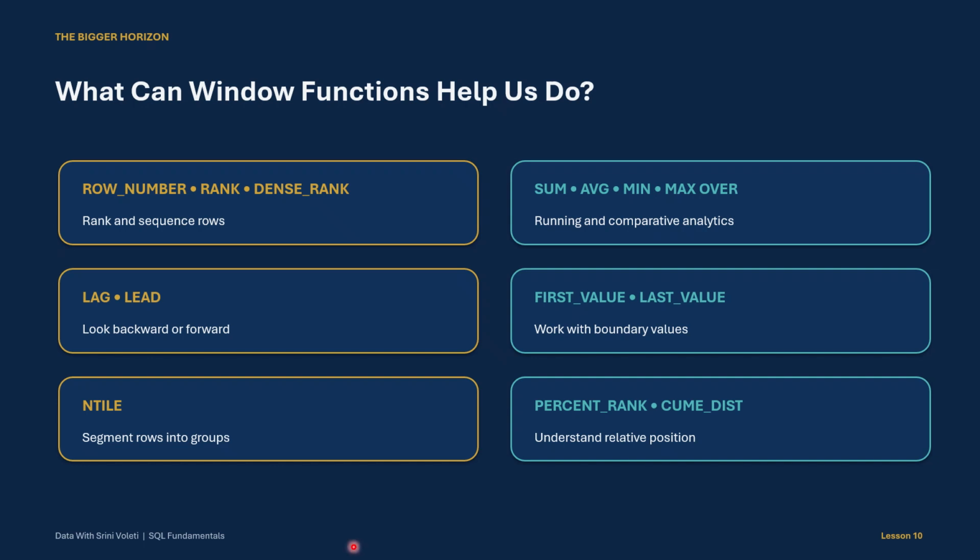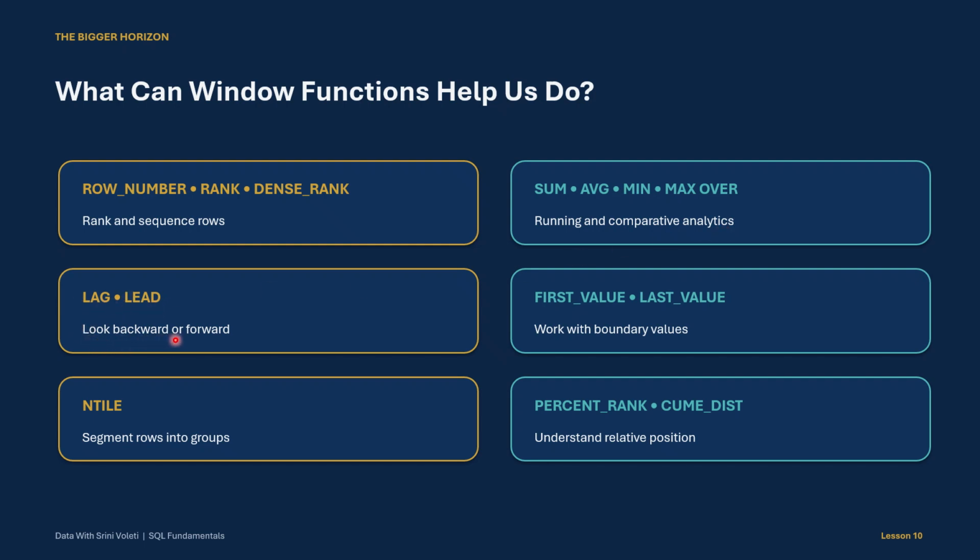LAG and LEAD allow us to look at previous or next records. Think about comparing a member's current claim with the previous claim, or this month's amount with last month's amount. FIRST_VALUE and LAST_VALUE can help us retrieve values from the beginning or end of an analytical window. NTILE can divide a population into buckets, for example, provider cost quartiles.